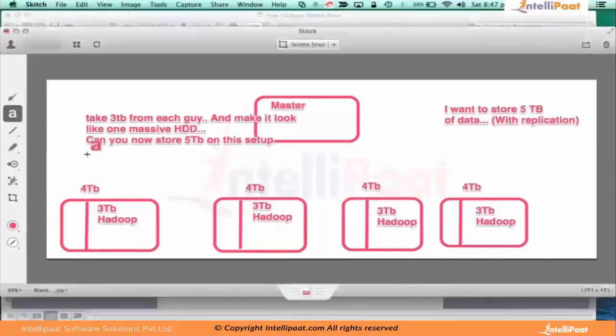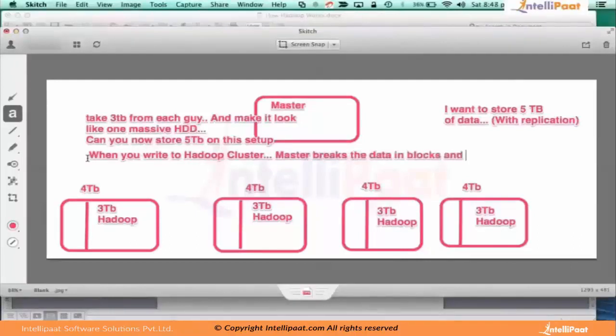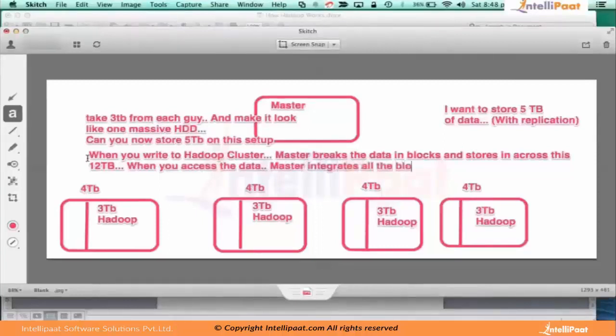So what really happens is, when you write to the Hadoop cluster, master breaks the data into blocks and stores it across this 12 terabytes. When you access the data, master integrates all the blocks and shows you the file.